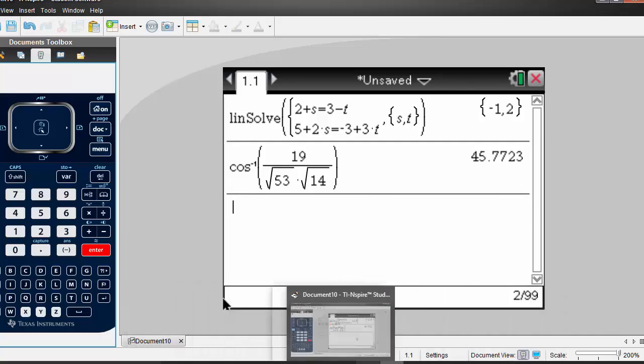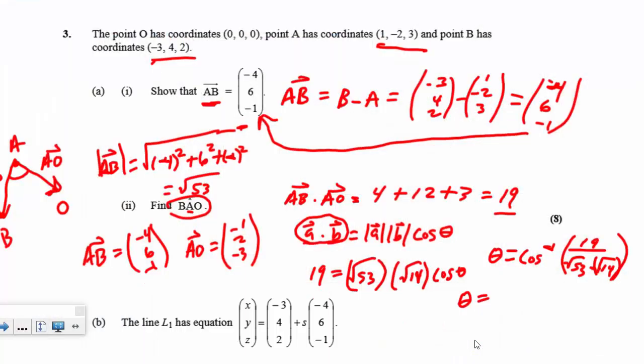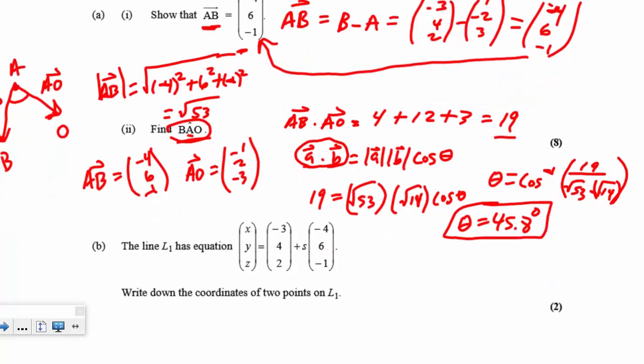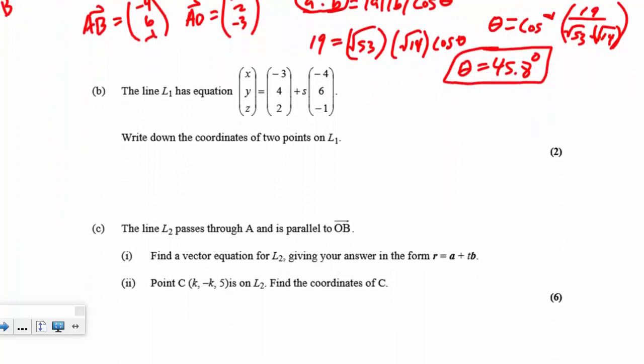So let's go back to your problem. And we'll say this answer is 45.8 degrees. And that's your answer for the angle BAO. Alrighty. Moving on.